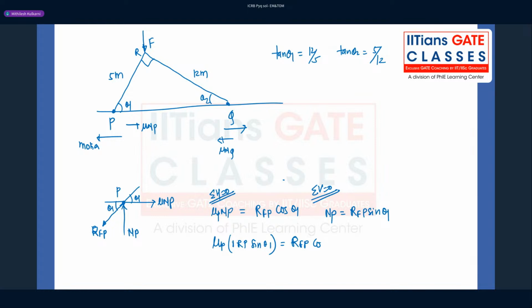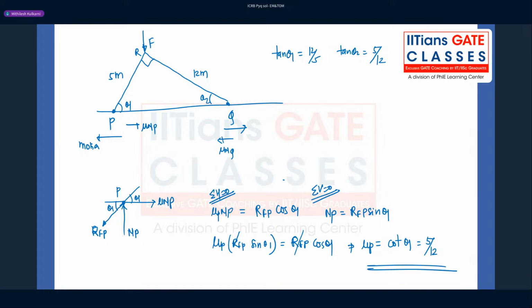This is also RFP. Let me correct. Reaction. Okay, cos of theta 1. So basically, this will get cancelled. In simple words, mu P is equal to cos by sine, which is cot of theta 1, that is 5 by 12. Okay, keep it as it is.